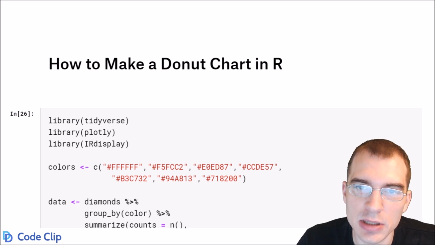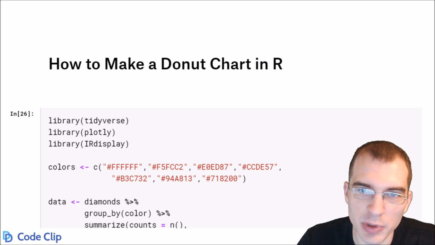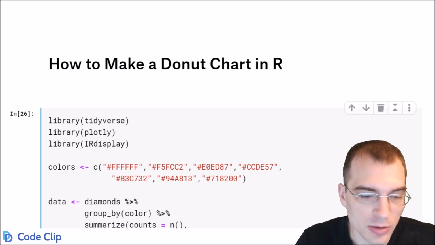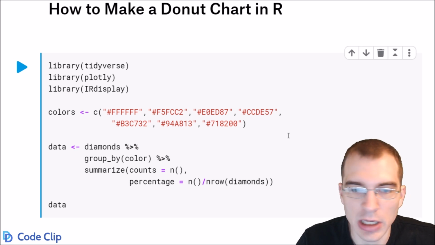Now, before we start, I will say that the information you can show in a pie chart or a donut chart is usually better displayed as a bar chart because it's just easier to tell the relative sizes of things. Anyhow, we'll start by loading in the diamonds dataset and some custom colors for our plot.